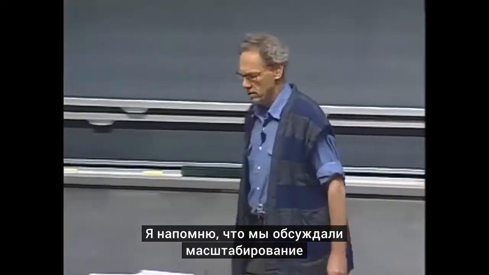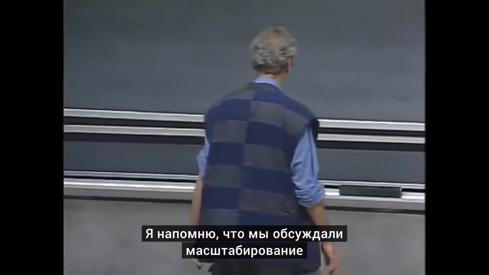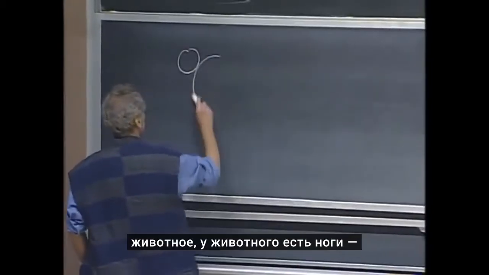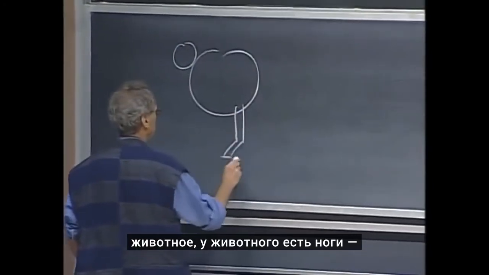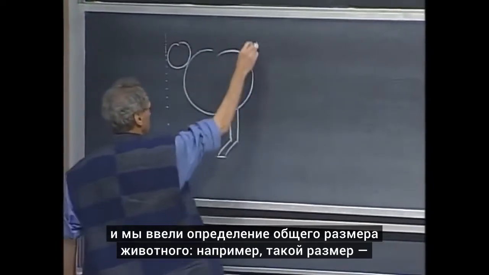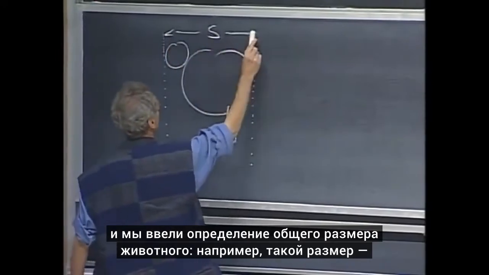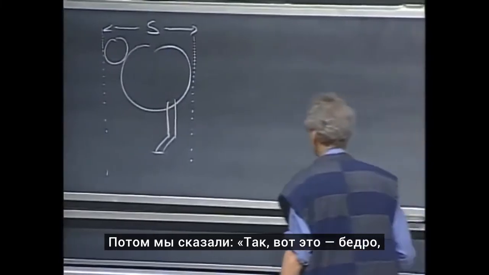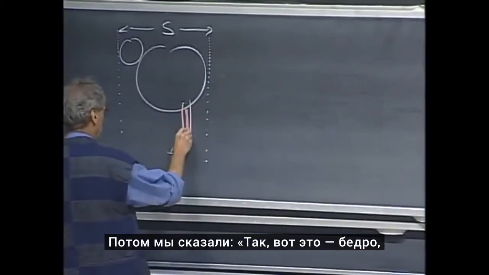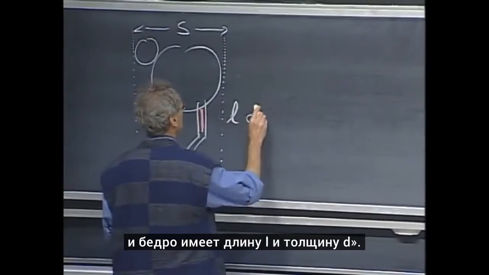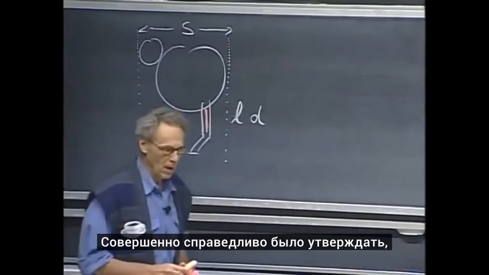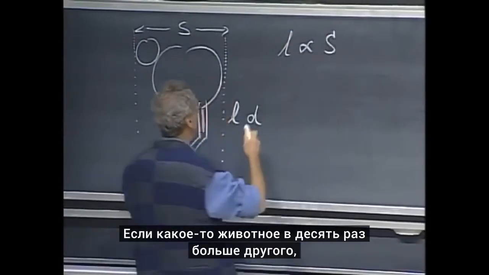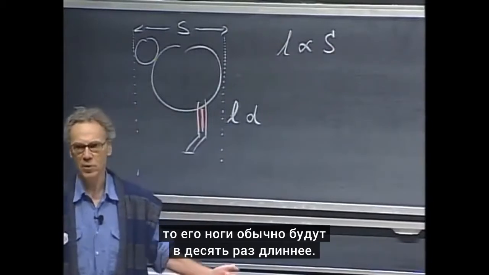I recall that we discussed scaling, and we used the interesting example of Galileo Galilei, an animal, and the animal has legs, and we defined the overall size of the animal as big S. And then we said, well, there is here the femur, and the femur has length L and thickness D. It was completely reasonable to say that L will have to be proportional to S. If an animal is 10 times larger than another, its legs will be typically 10 times longer.